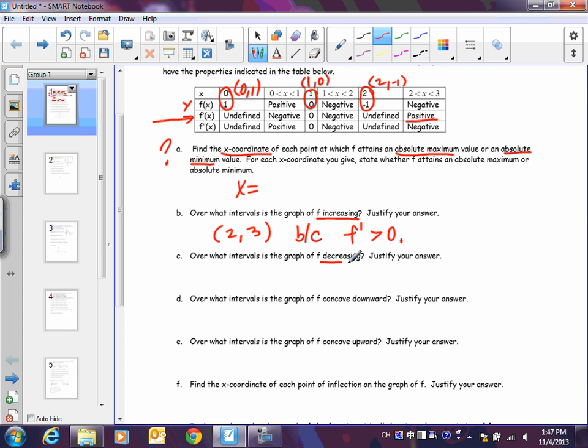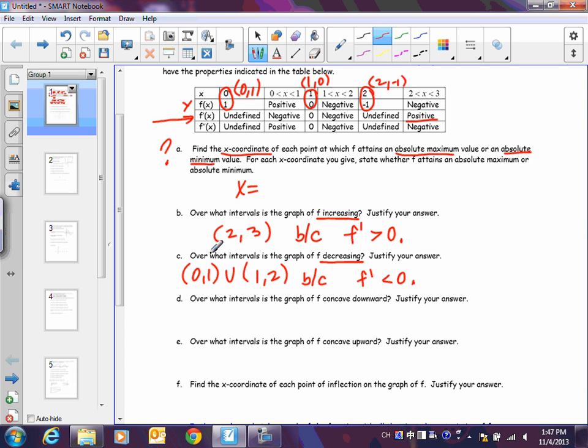So if I ask you about f decreasing, we're going to start with our justification because, why? F prime is less than 0. So I go and look in my f prime row, and I have a negative between 0 and 1 and between 1 and 2. Can I just say from 0 to 2? No. Why not? At x equals 1, is f prime negative? No. So f is not decreasing there.